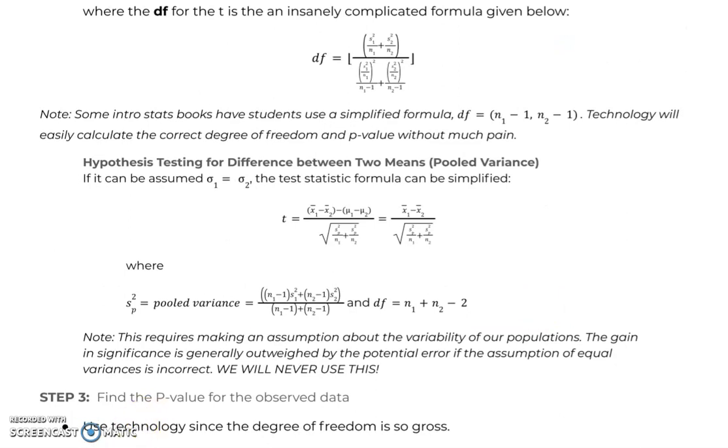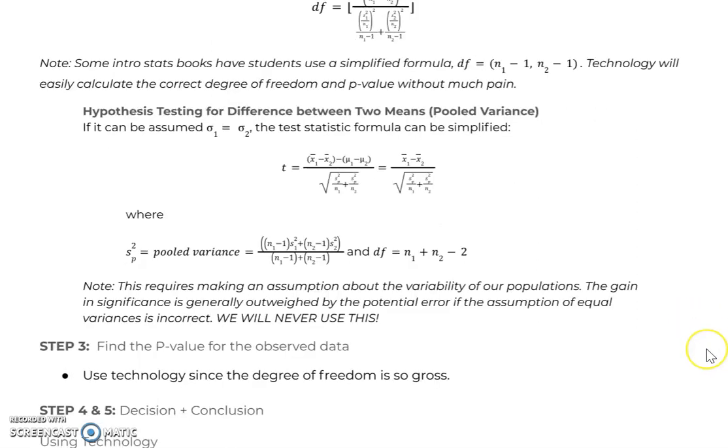If we have some additional information about the standard deviation and we can assume that the standard deviations are the same for our two populations, then we can use a pooled variance. However, this requires making an additional assumption, so we are not going to use it. Just a quick little side note.